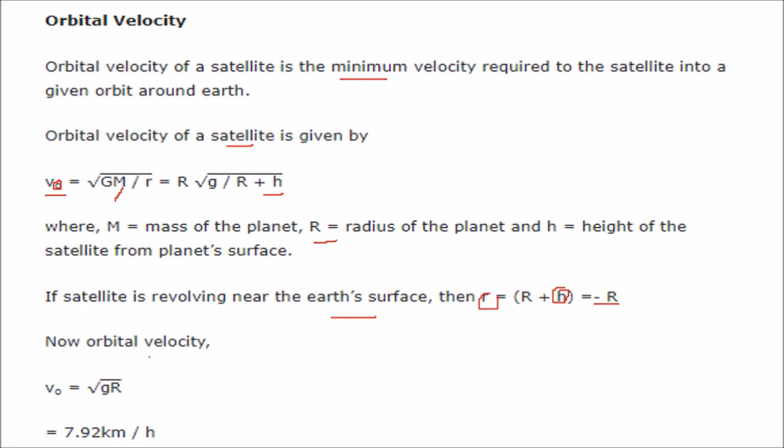Now the orbital velocity will become what? If you see this expression, it is going to be under root g into R only. So this is going to be 7.92 km per hour, because we know the gravity, we know the radius of the Earth.